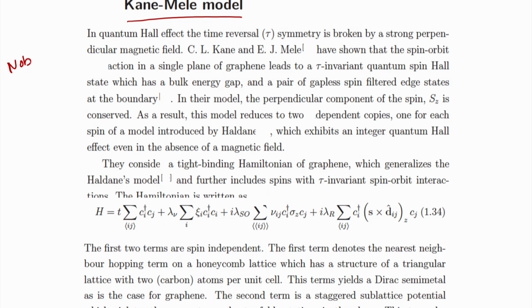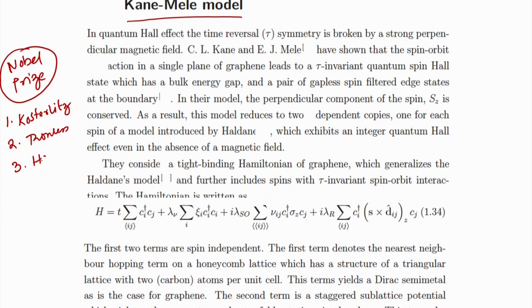And by the way, 3 people got the Nobel Prize in 2016, all for these topological implications in condensed matter physics. One of them is Kosterlitz, the other is Thouless, and the third is Haldane.